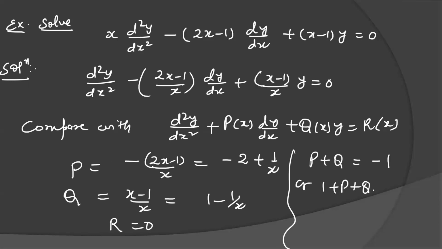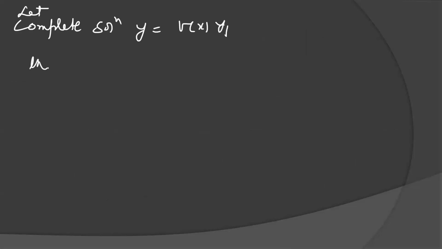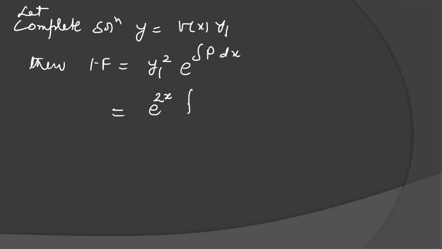See carefully, if you add 1, p and q, you get 0. Then, as I told you, one part of the solution here is e to the power x. You can see part 7. So y1 you know here. Now let the complete solution be y equal to v(x) into y1. Then the integrating factor is given as y1 square e to the power integral of p dx. You can apply it directly. Y1 you already have, that is e to the power x, so it will be e to the power 2x.